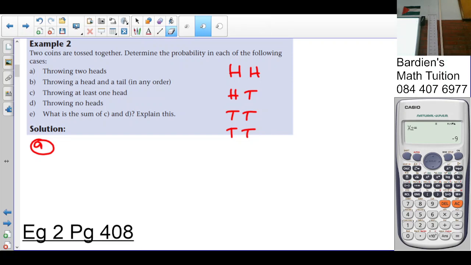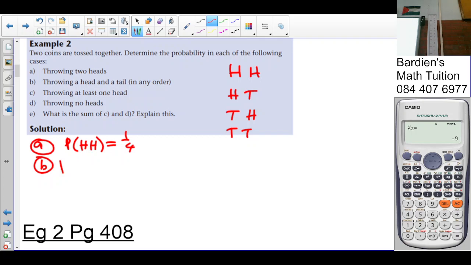Tails, heads. Okay. So, throwing two heads, what's the probability there? The probability of getting two heads? 1 out of 4. You all agree with that? B. Throwing a heads and a tails in any order. So the probability of heads and tails over tails and heads, what would it be? 2 out of 4.